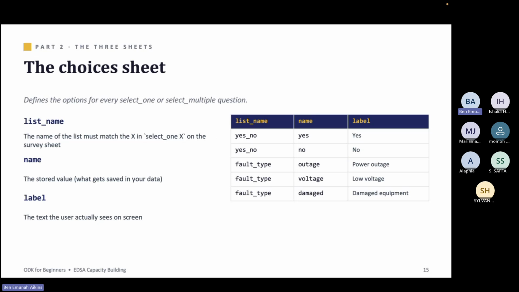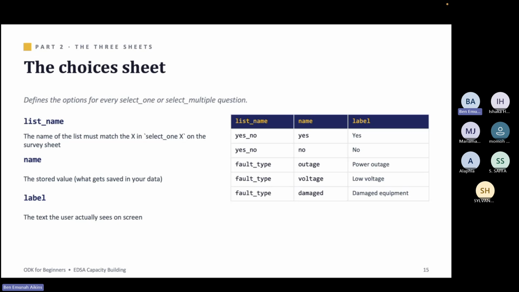Then we have another one that says fault type. Imagine that under the fault type, we have about 3 or 4 or 5 options for somebody to choose one. They are all under the fault type, so the list name will repeat itself: fault type, fault type, fault type, fault type, fault type.